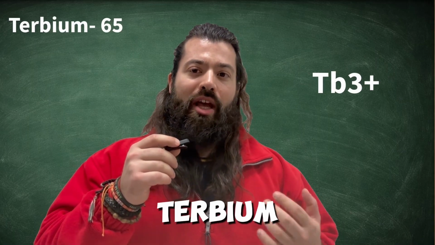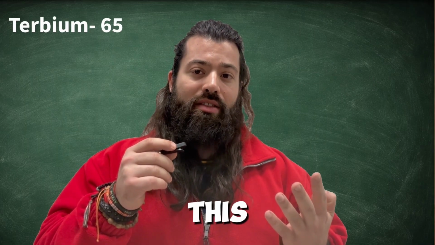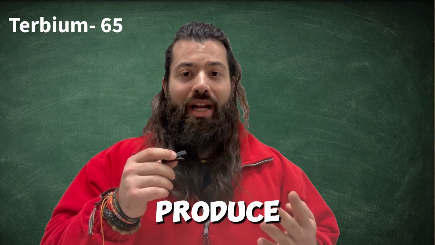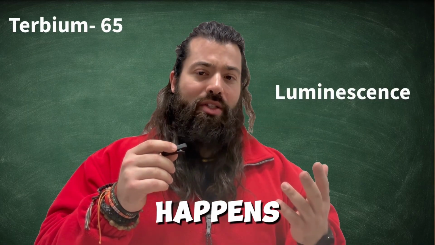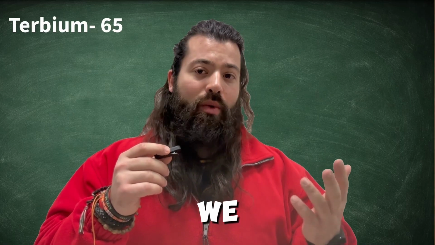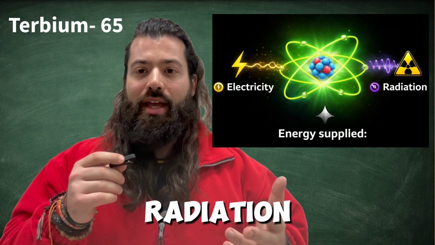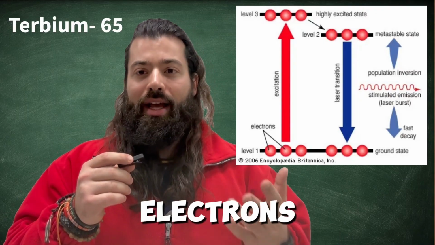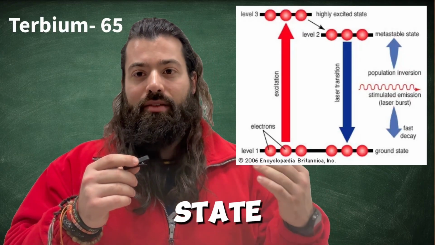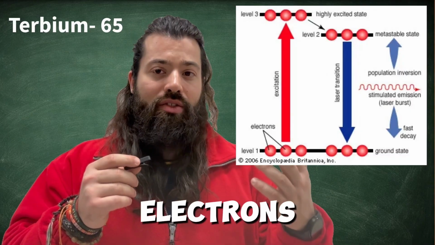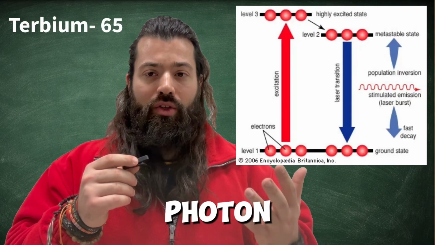It typically forms terbium 3+ ions like the rest of the lanthanides, with an electron configuration that looks like this. Just like europium, terbium can produce light, and not just any light, very pure and intense green light, which happens through a process called luminescence, as we explained in the europium video. When energy is applied to the atom through electricity or radiation, this energy is absorbed by the electrons of the atom, so they get excited and are elevated to a higher energy state. This state is more unstable, the electrons cannot stay there for long, and when they drop, they release the extra energy in the form of a photon with a specific frequency.